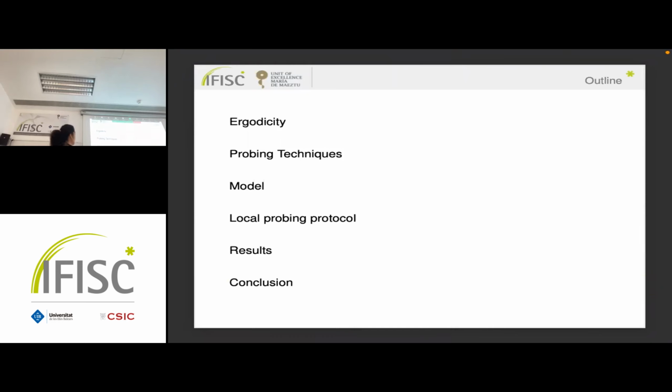Okay, so we will start by defining what ergodicity is and what the ergodic and non-ergodic phases are. And then we will discuss some of the most commonly used probing techniques to detect these dynamic phases. In the second part of the presentation, I will present the model and the local probing protocol. And finally, we will see some results and I will conclude my presentation.